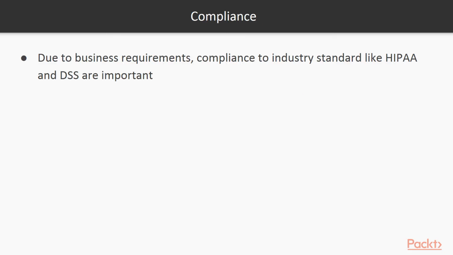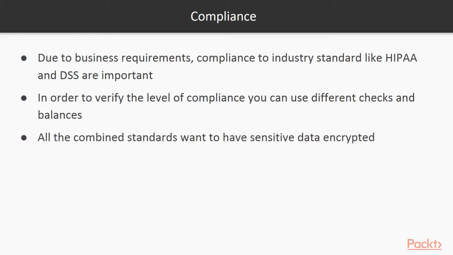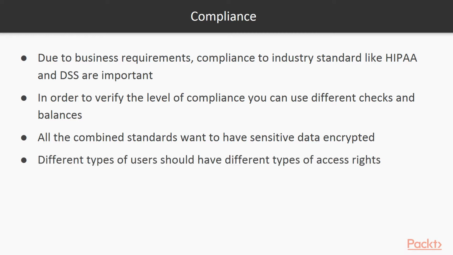In certain situations, due to business requirements, compliance to industry standards like HIPAA and DSS is important. In order to verify the level of compliance, you can use different checks and balances. All the compliance standards want to have sensitive data encrypted. Different types of users should have different types of access rights.